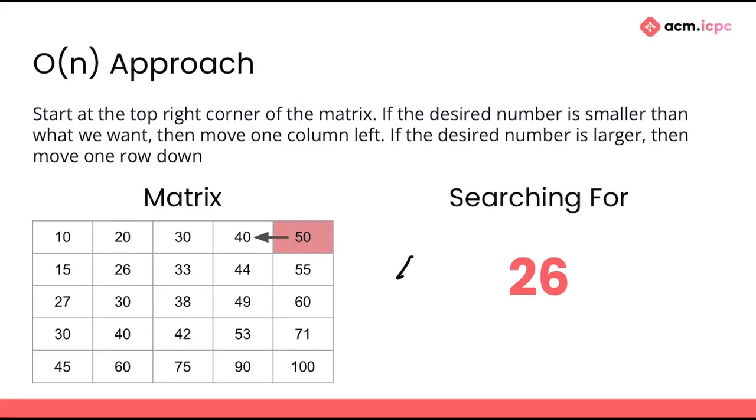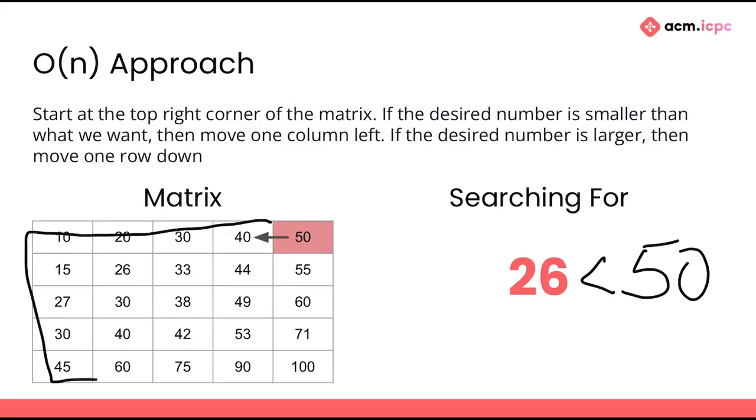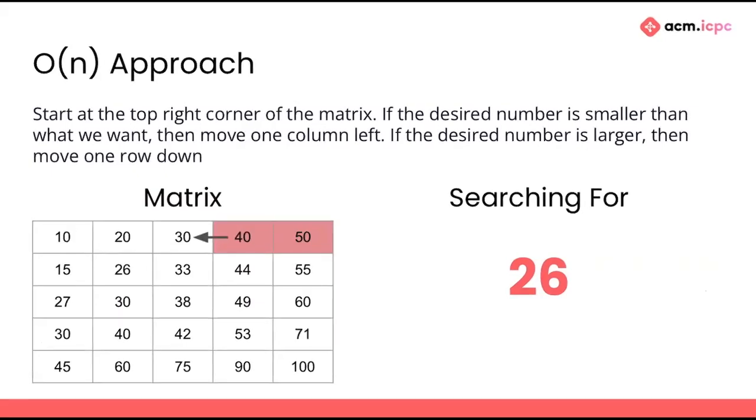Actually, let me do it this way. 26 is less than 50. So we know it is going to be found somewhere in this submatrix, right? There's no way that 26 will be found anywhere here. So what do we want to do? We should just move 1 column to the left. And that brings us over to 40.